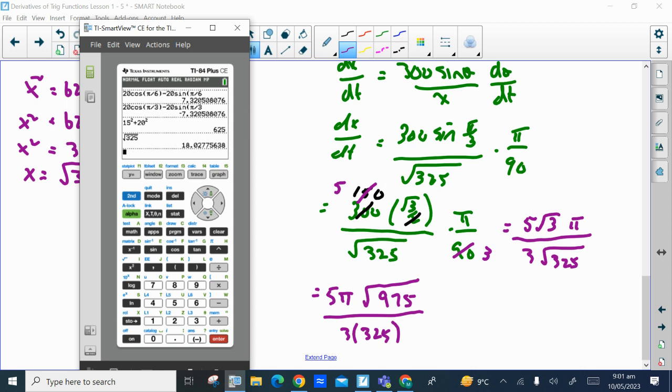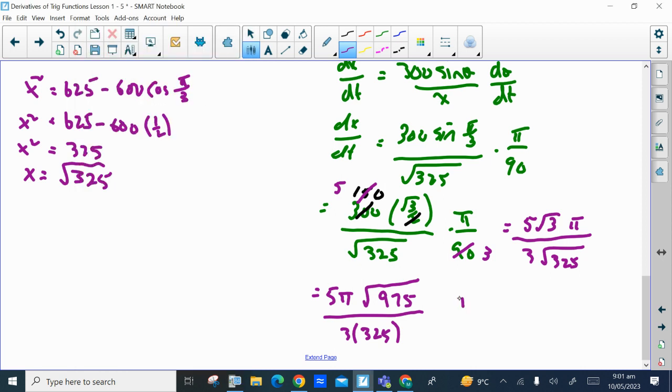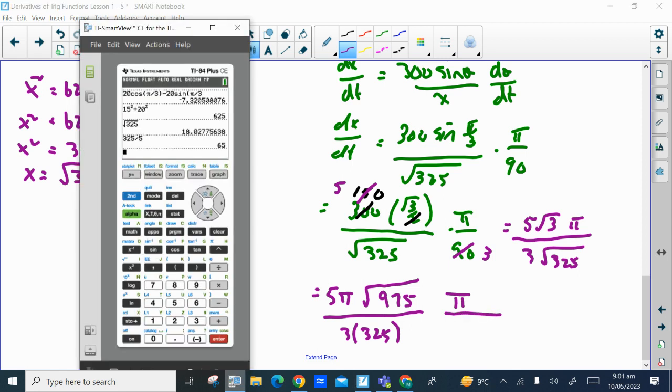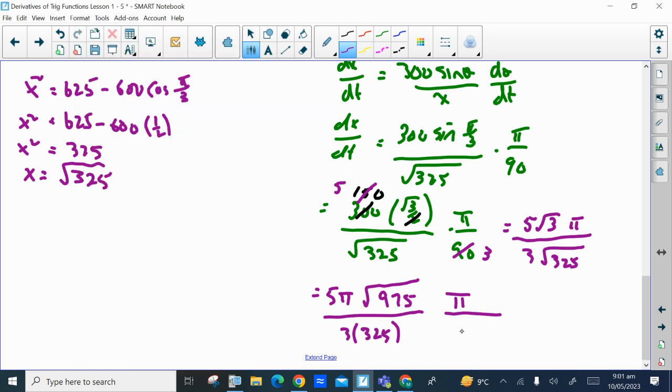So there's a couple things that we can do here. The 5 on top and the 325 on the bottom can be simplified. 325 divided by 5 gives us 65 on the bottom. So we'll have pi on top right now. We'll have 65 on the bottom, which is multiplied by the 3. Gives us 195.